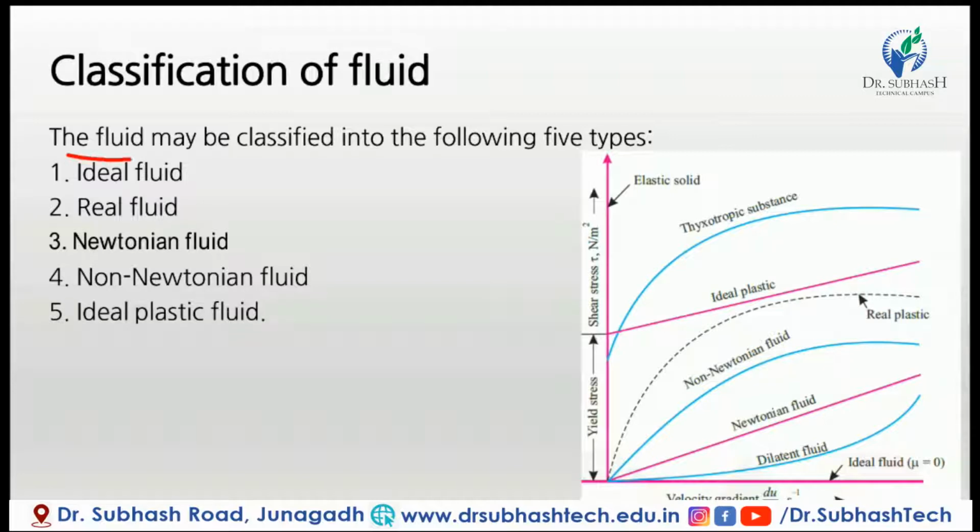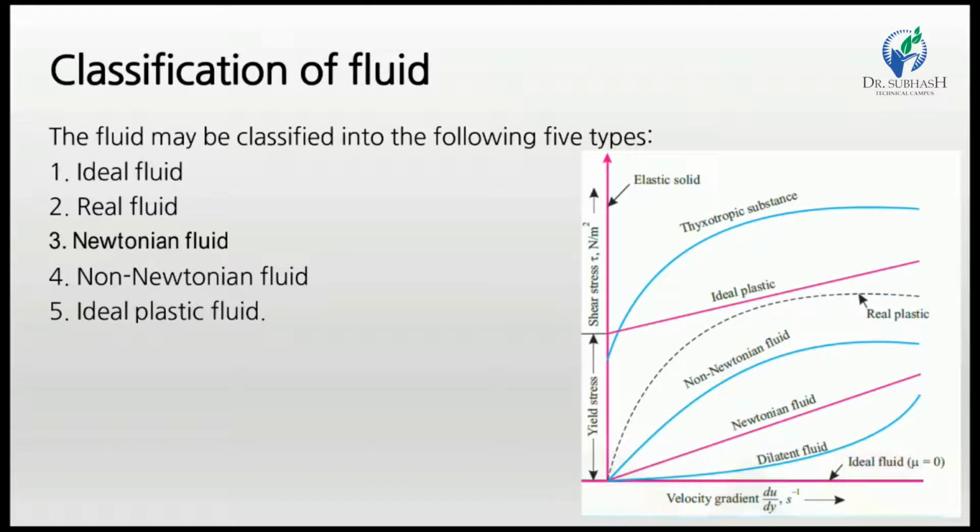Fluids are mainly classified into 5 categories. First is the ideal fluid, second is the real fluid, third is the Newtonian fluid, fourth is the non-Newtonian fluid, and fifth is the ideal plastic fluid.